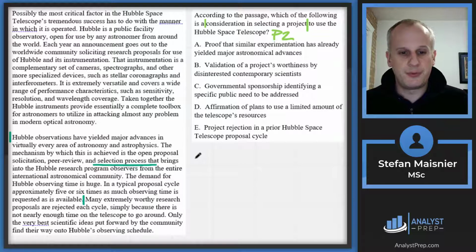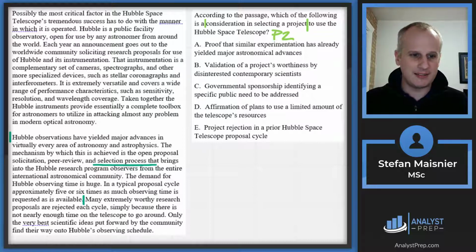And so we read, Hubble observations have yielded major advances in virtually every area of astronomy and astrophysics. The mechanism by which this is achieved is the open proposal solicitation, peer review, and selection process that brings into the Hubble Research Program observers from the entire international astronomical community. The demand for Hubble observing time is huge. In a typical proposal cycle, approximately 5 or 6 times as much observing time is requested as is available. So probably good enough to stop there.